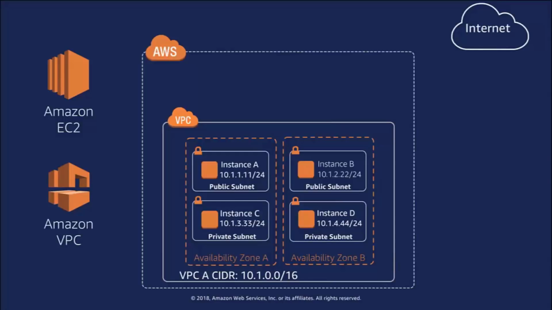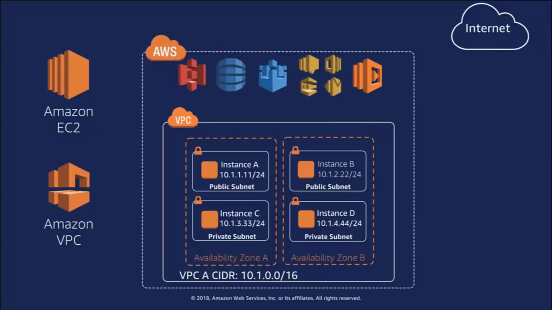We might also want to connect to the internet. Or there are some services that sit outside of the VPC, such as Amazon S3, DynamoDB, IoT, etc. And to connect to those, we want to use what's called an internet gateway. Think of the internet gateway like a logical component that attaches to the VPC and allows you to connect to public services and the public internet.